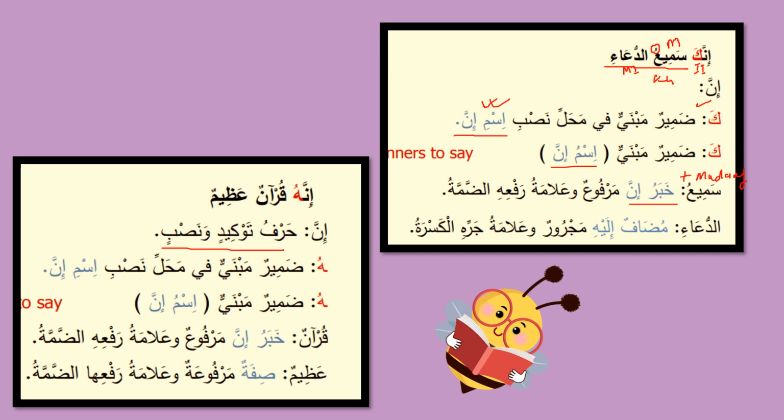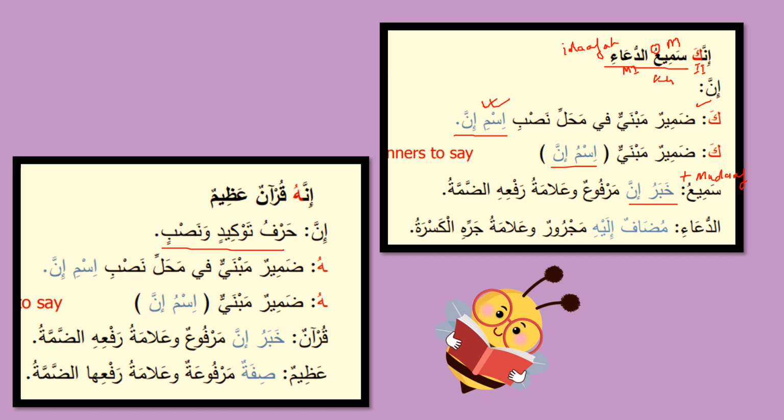So it will be marfu'un wa alamatu raf'ihi dhamma. As you remember, khabar inna is always marfu', ism inna is always mansub. And du'ai is mudaf ilayhi majrurun wa alamatu jarrihi kasra. So now you know why du'ai is mudaf ilayhi, because sami'u and du'ai together are an idafa. So that's how you do the i'rab.